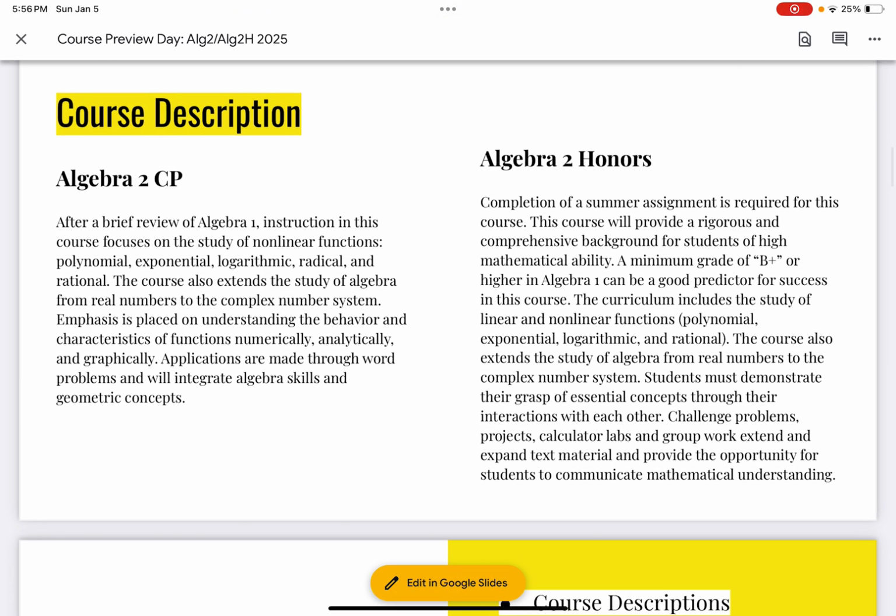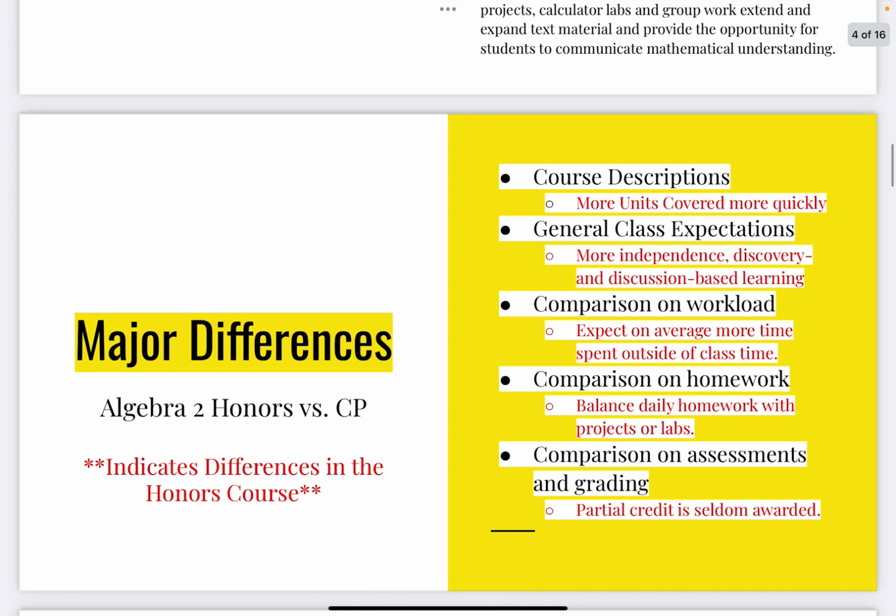As far as the course descriptions, that is on the school website, so I'm not going to read through this. Feel free to go to the math department website for this information. But there definitely are more topics, and the scope is a lot wider in Algebra 2 Honors than in CP. Here are the major differences, and the red highlighting indicates what the honors course includes that the CP doesn't necessarily. Under course descriptions, more units are covered in a shorter amount of time. So we cover a lot more content and in a lot more detail.